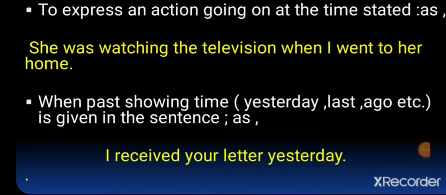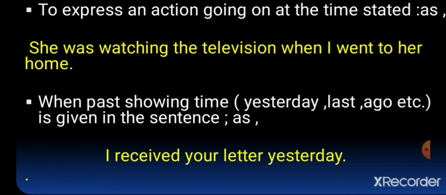Next one, to express an action going on at the time stated. For example, she was watching the television when I went to her home. Next, when a past showing time, meaning yesterday, last, ago, is given in the sentence, then we use simple past tense. For example, I received your letter yesterday.